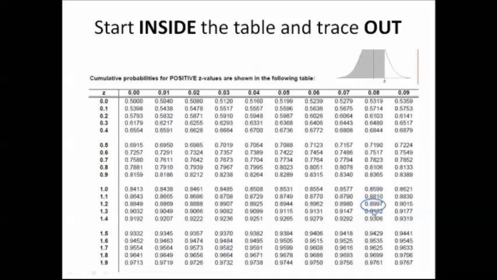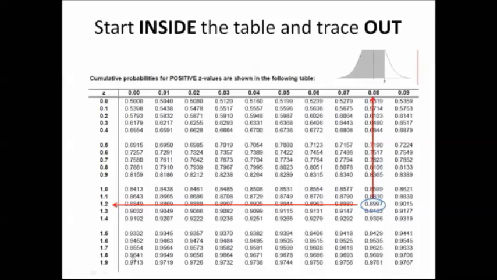And remember, I'm going to do the opposite of what I'm usually doing. Now I'm going to trace out. So I'm tracing out, just the opposite. Typically in our other problems we traced in. Now we're tracing out to discover the z that would put 0.900 on the left and 0.10 on the right.